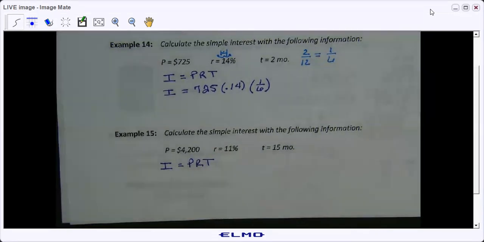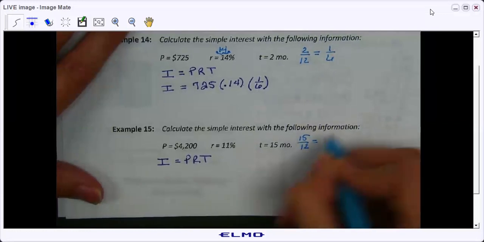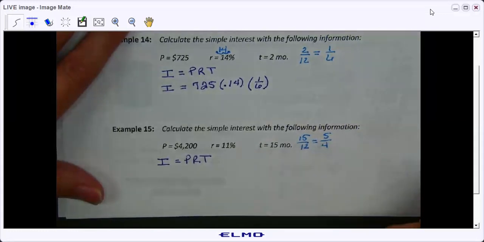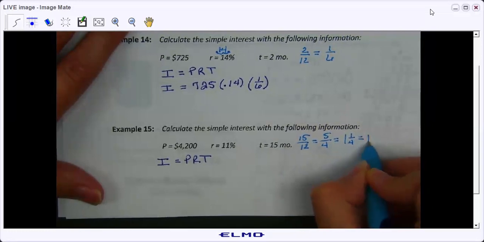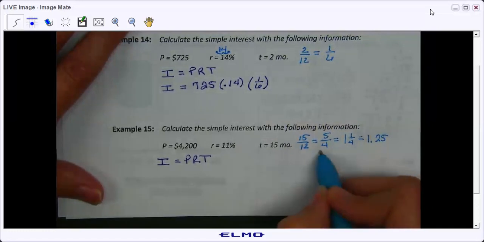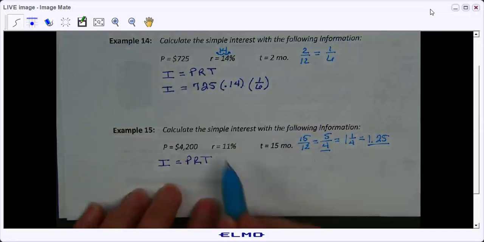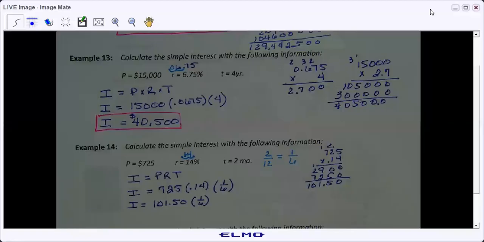Actually, let me do that with you real quick. 15 over 12. If I reduce that, they're both divisible by 3. And you get 5/4. As a mixed number, that's 1 1/4, which equals 1.25. So you can either multiply it by the fraction of 5/4, or you can use 1.25. And then don't forget that your rate needs to be changed to a decimal. All right, I'm gonna give you a minute to work on both of these problems, then we'll come back and check them.